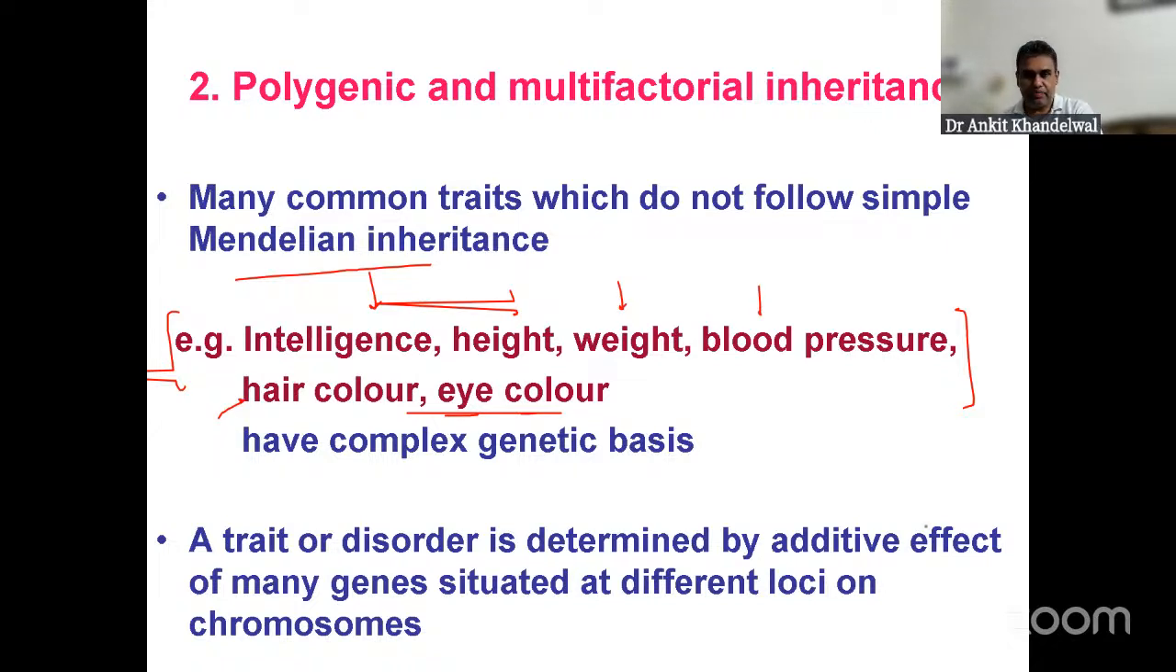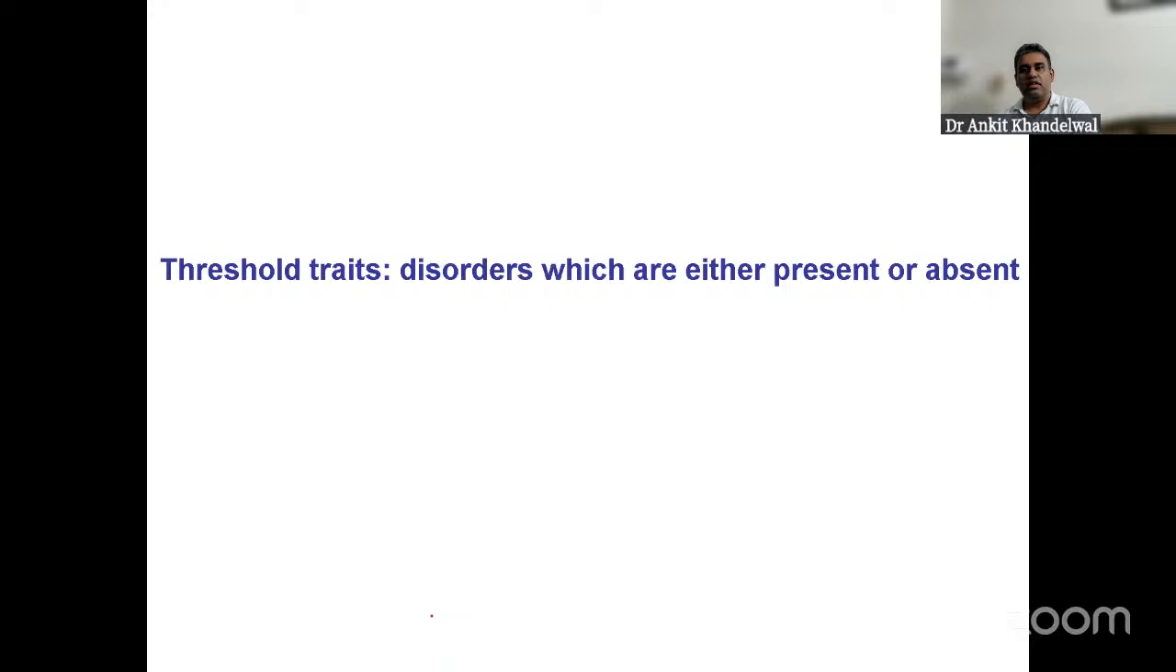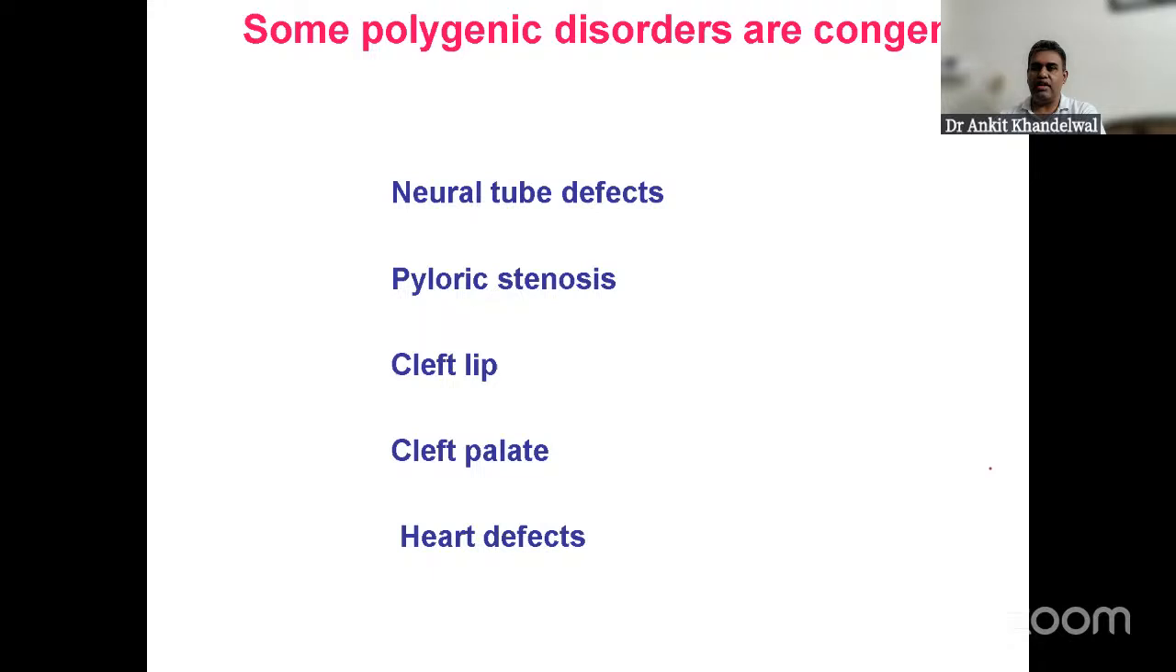A trait or disorder is determined by the additive effect of many genes situated at different loci of chromosomes. Polygenic. Threshold traits are disorders which are either present or absent. Remember this line over here. Some polygenic inheritance are even congenital, like NTD. Now you might be wondering what a neural tube defect is. Again, go to the embryology part, and then we'll discuss them in more detail when we come to the CNS embryology, neural tube defect.